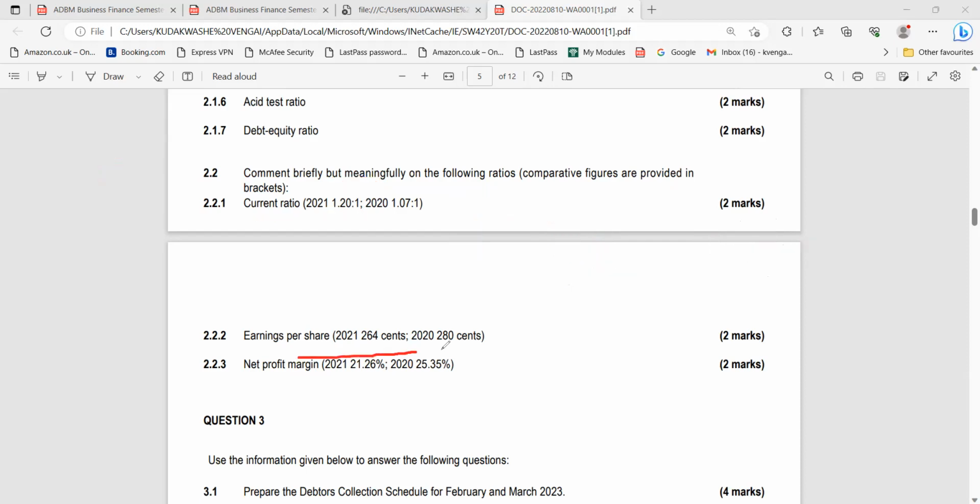We go to the next one. Earnings per share. We can see here earnings per share in 2020 was 280 cents per share. Earnings per share in 2021 was 264. So there was a decline in earnings per share. So we can conclude here, number 1, there was a decline in the trend for earnings per share, for EPS. That's our first comment. Then our second comment, which is comparative. Unfortunately, we are not given here any figure to compare with any other company other than the company itself.